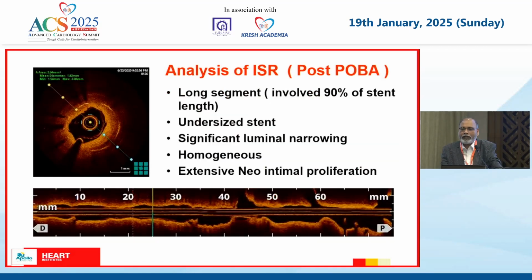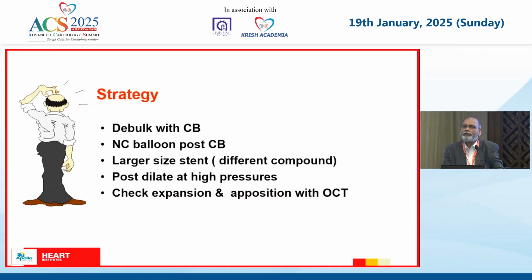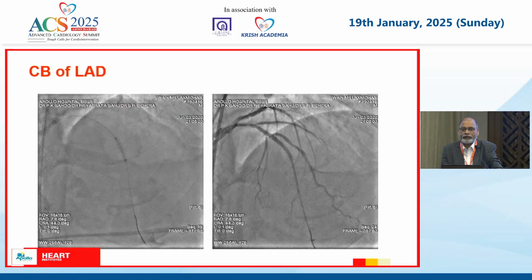What do I see? I see a long segment involving 90% of the stent length, beyond the stent and proximal to the stent. It was an undersized stent that I had put in 2011 when we didn't have imaging. Significant luminal layering, it is a homogeneous one, and extensive neo-intimal proliferation. So here normally what I do, I debulk with a cutting balloon, use an NC balloon, go for a larger size stent with a different compound, post-dilate at high pressures, and finally check with an OCT. This was done, and finally this was the result.